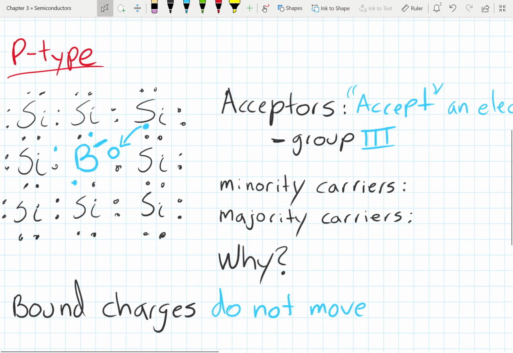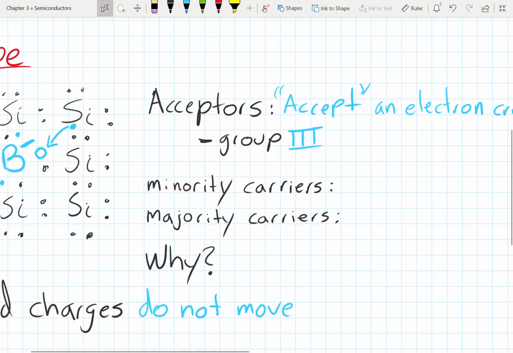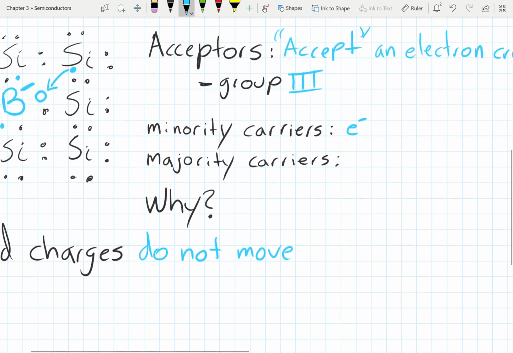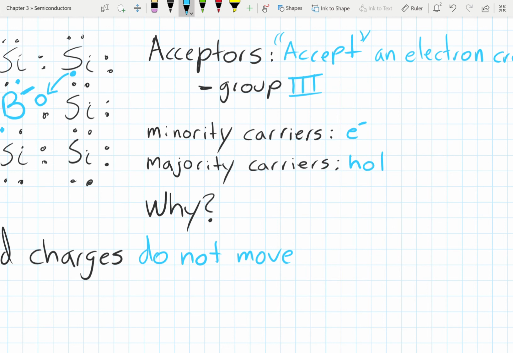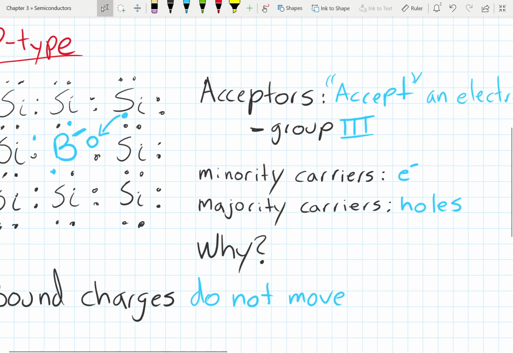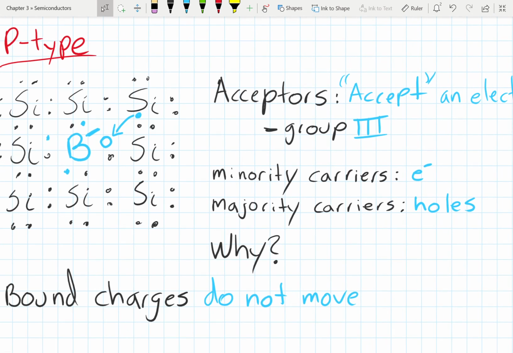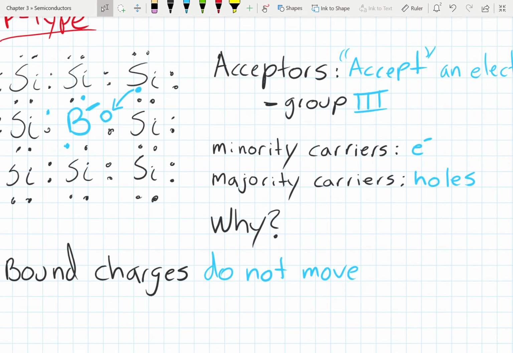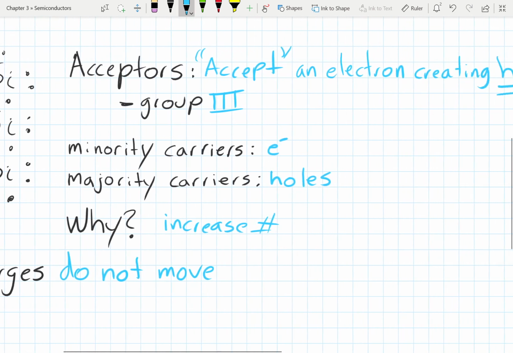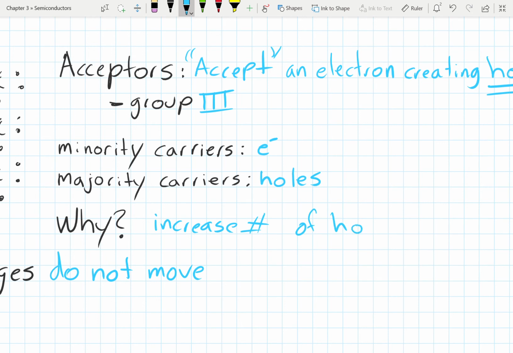So again, we add group 3 elements. What are the minority carriers? The minority carriers are going to be the electrons, because the majority carriers are holes, which is what we are adding. Again, why do we do this? Why do we dope p-type semiconductors? So that we increase the number of holes.